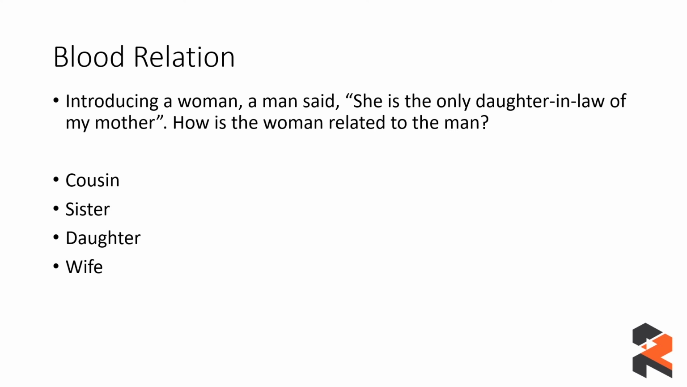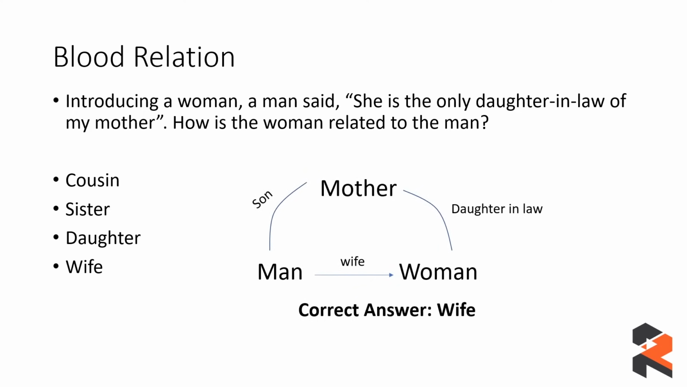So for an explanation purpose in this case, let's look at this explanation. So the mother and the man are related through a mother and son relation, and the man is saying that the woman whom he is introducing is the daughter-in-law of my mother. The word only has been used just to confuse you, and don't get confused by that. So the man and the woman are related to each other as husband and wife. So the woman is related to the man as wife of the husband. So the correct answer will be wife in this case.